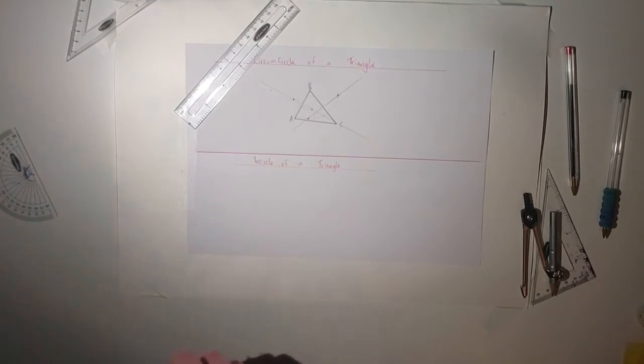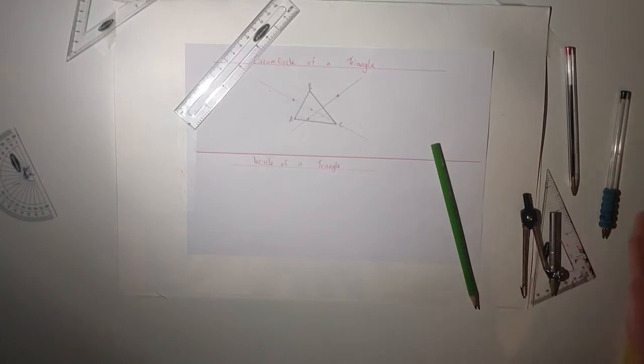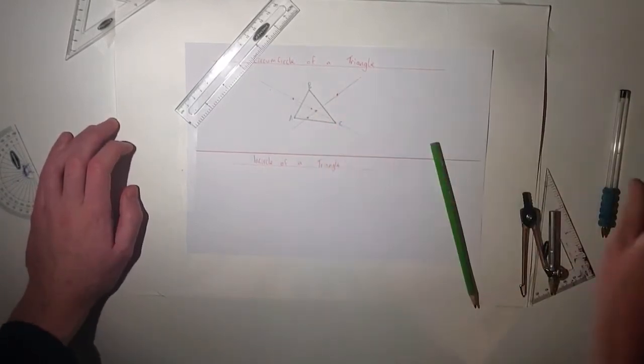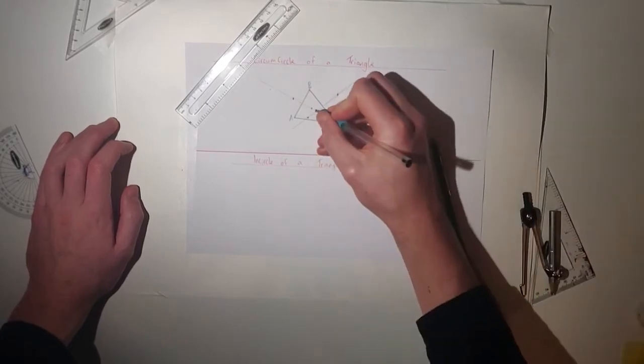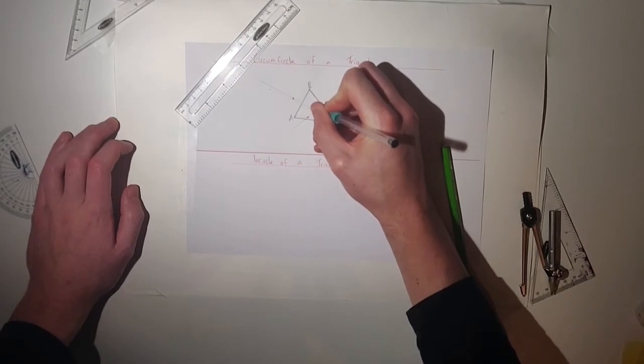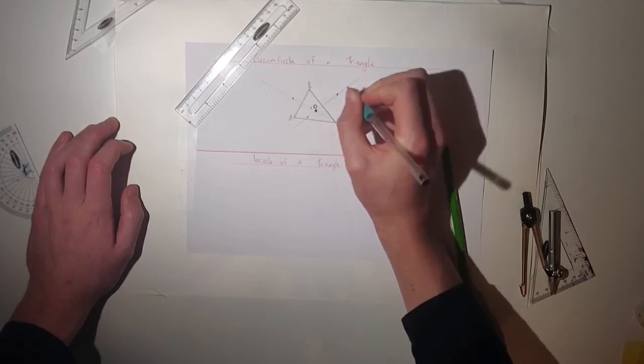And where they intersect is our circumcenter. So what we want to do is see where they intersect. So we can see that they intersect right about here. So I might just use a different pen. Use a black pen, like so. And we'll just call this O, because generally that's what we use for the origin or the center of a circle.